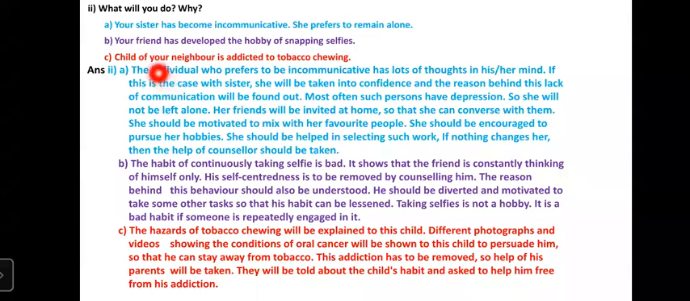See the third part. The child of your neighbor is addicted to tobacco chewing. Again, a very common problem. So what are you going to do in such a case? The hazards of tobacco chewing will be explained to this child. Different photographs and videos showing the condition of oral cancer will be shown to persuade him so that he can stay away from tobacco. This addiction has to be removed, so the help of his parents will be taken. They will be told about the child's habit and asked to help free him from his addiction. Got it?